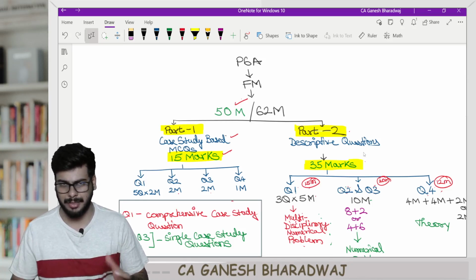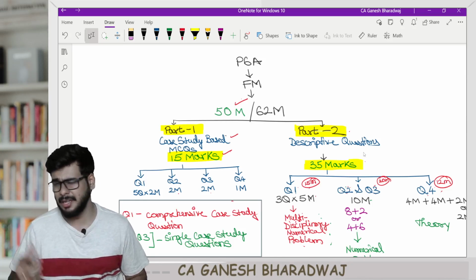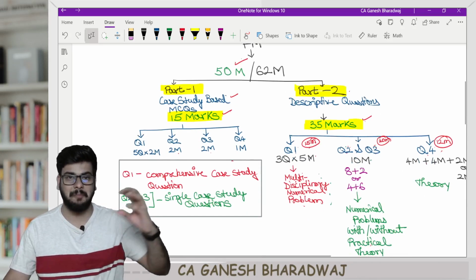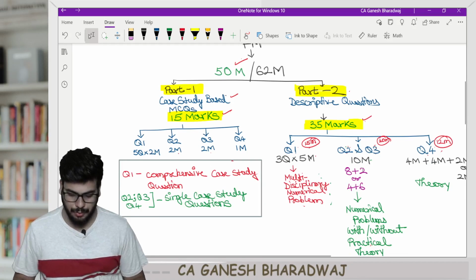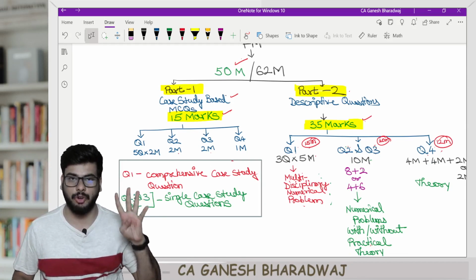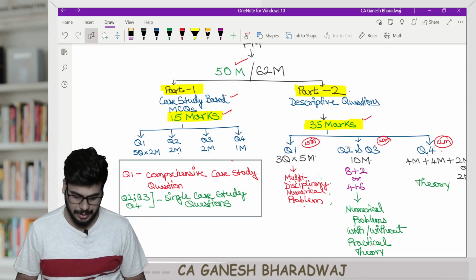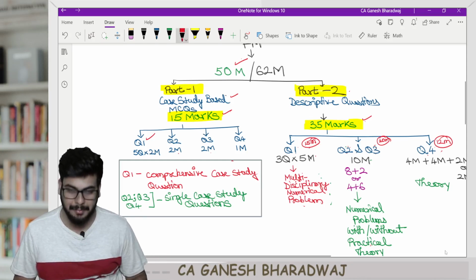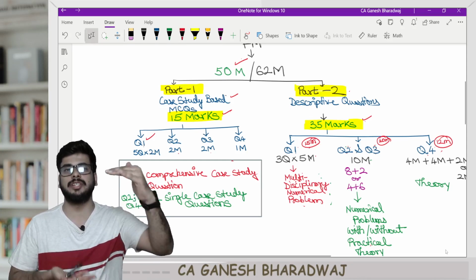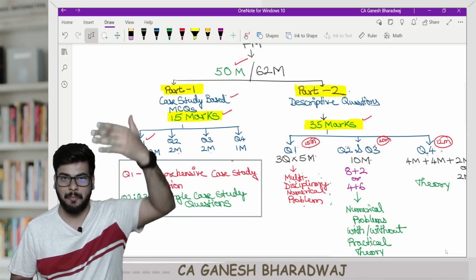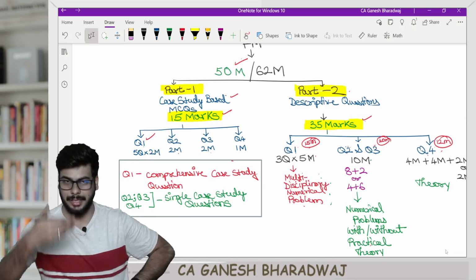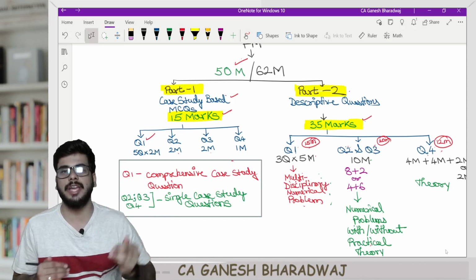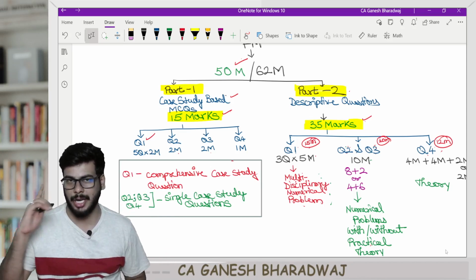And of course, there is also some theory component here. So yes, limited theory is there. That carries a weightage of 35 marks. Now this part 1, which is case study based MCQs, has four broad questions. Question number 1 is a comprehensive case study based MCQ, wherein they will give you one big passage, a case study. From that common data, 5 MCQs will be given, each carrying 2 marks.